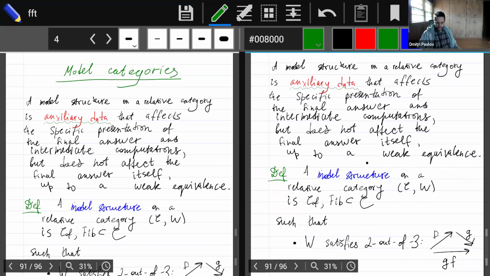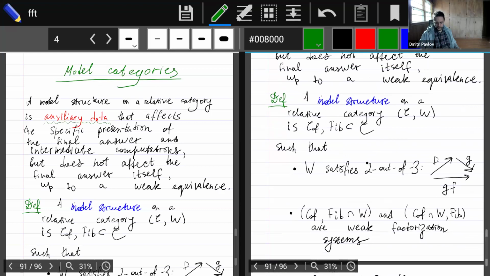So let me define model structures. Here is maybe a modern definition of a model structure. As I said, we are going to be defining model structures on a relative category. Such a model structure consists of two classes of maps called cofibrations and fibrations. These are classes of maps in the underlying category C, and two conditions must be satisfied. The first condition is on the underlying relative category, so we always impose this two out of 3 property on the relative category.